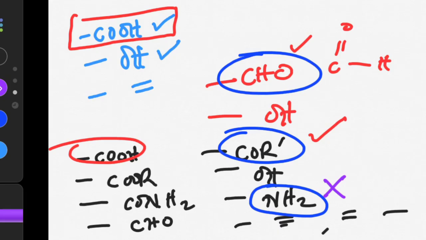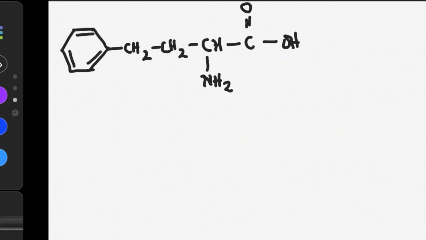So with this knowledge, let's get to name a particular compound. So you can observe this particular structure we have here. If you look closely, we have the carboxylic functional group. That's the COOH.